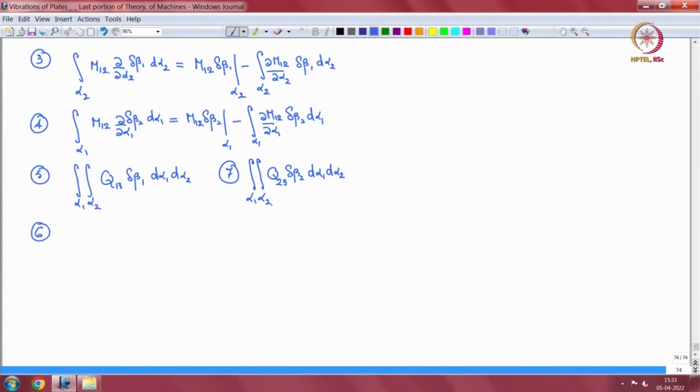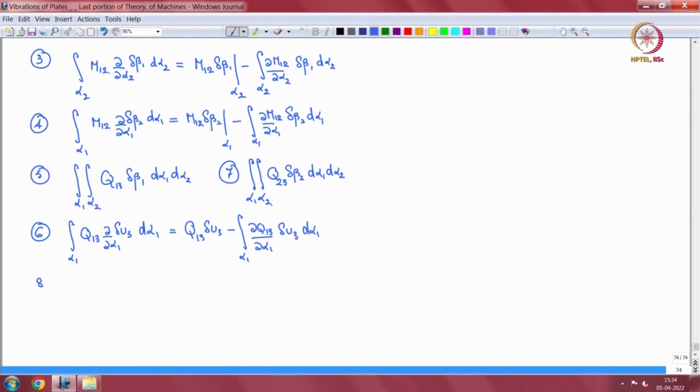Then number 6 is the integral over alpha 1 of q13 del alpha 1 delta u3 d alpha 1, which is equal to q13 delta u3 minus the integral alpha 1 del q13 by del alpha 1 delta u3 d alpha 1.